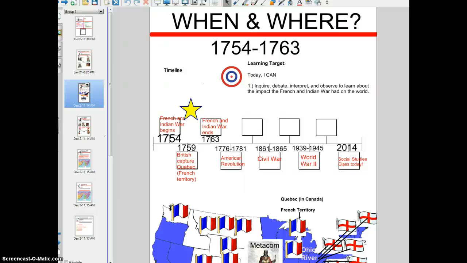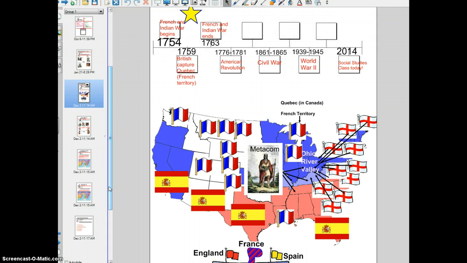Hi boys and girls. Before we actually study the French and Indian War, I think it's important for us to look at this map of America and understand some key ideas relating to the map. What I mean by that is which country has colonized which area, and also understanding in more detail this area called the Ohio River Valley.